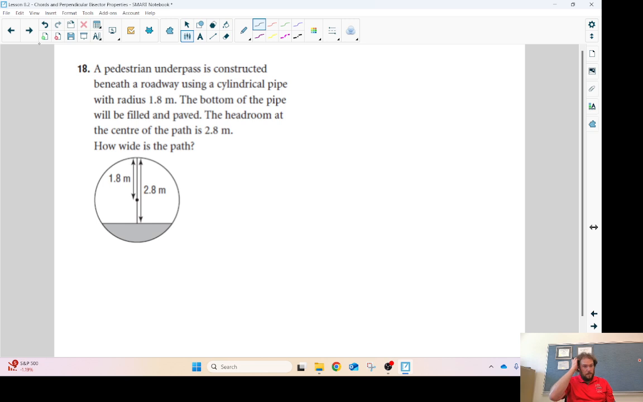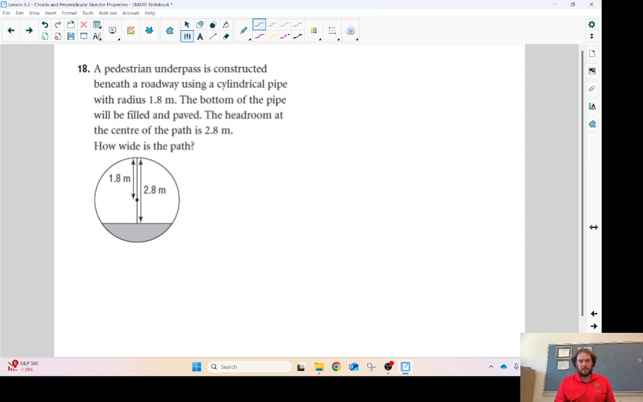Okay, so maybe take a second to pause the video, read this question, try it yourself, and once you're ready, start the video back up and check your answer. Okay, so here we go. A pedestrian underpass is constructed beneath a roadway using a cylindrical pipe with radius 1.8 meters. The bottom of the pipe will be filled and paved. The headroom at the center of the pipe is 2.8 meters. How wide is the pipe?